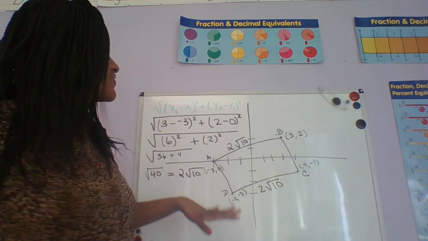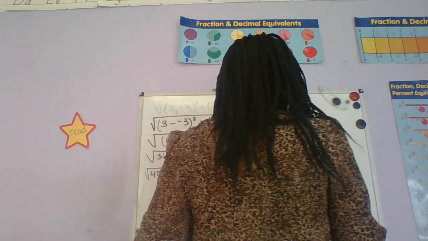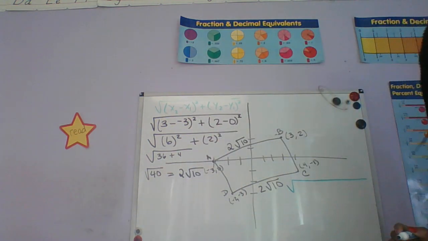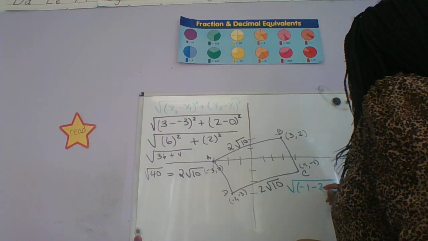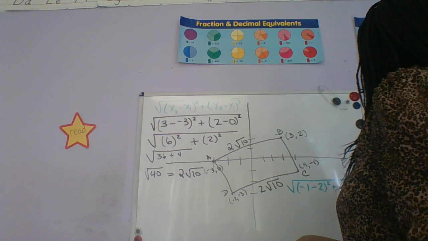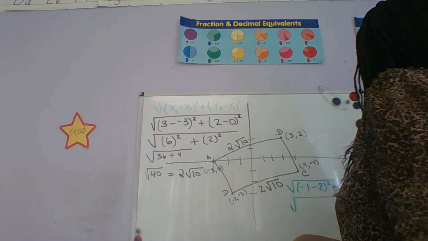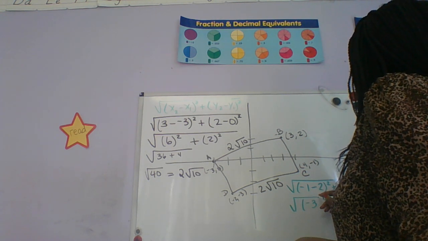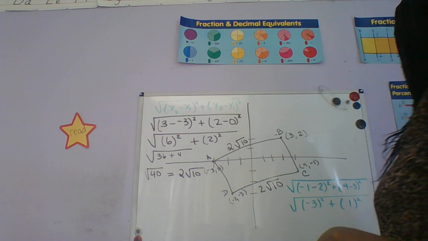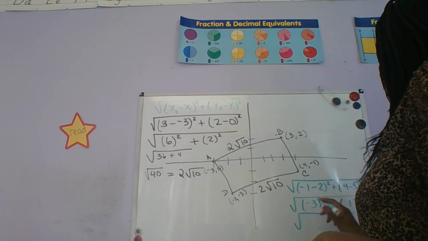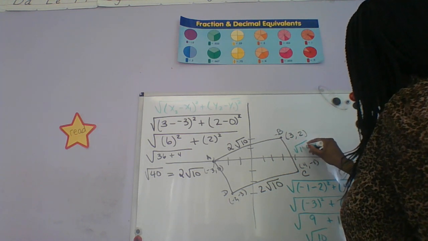Now let's do the other side. We can do side BC. Again, with our distance formula, we have negative 1 minus 2 to the second power plus 4 minus 3 to the second power. Negative 3 to the second power. 4 minus 3 is 1. We have 9 plus 1, and that's the square root of 10. All right, good. So that's the square root of 10.